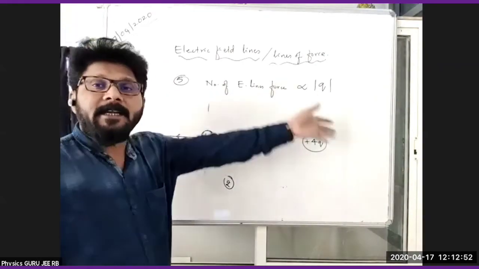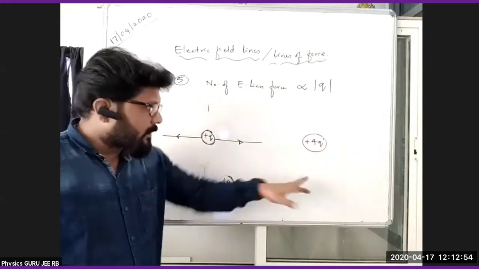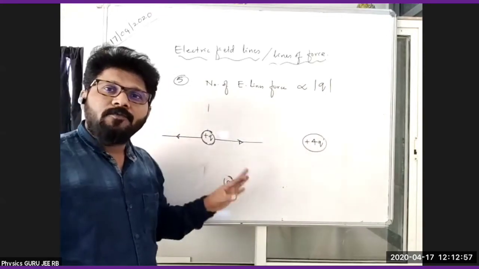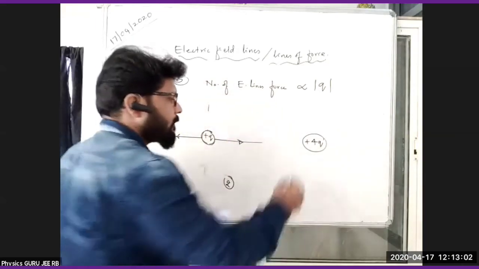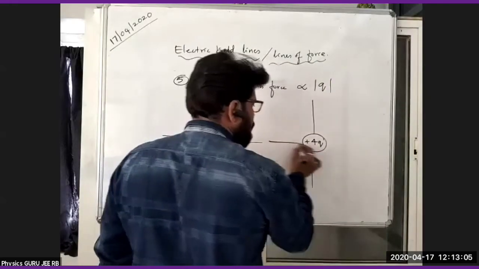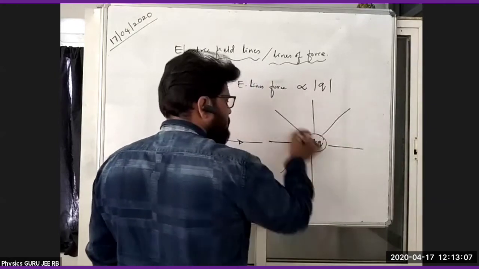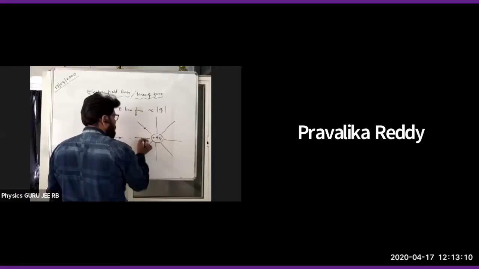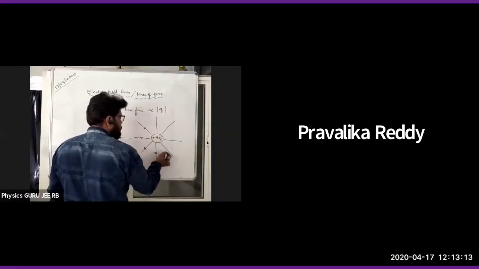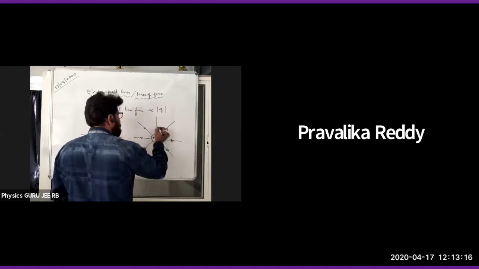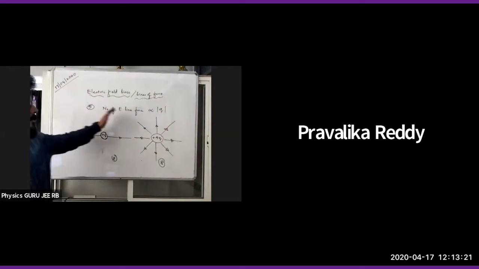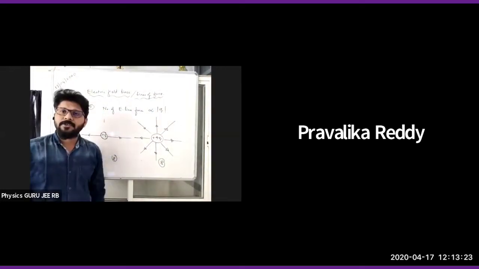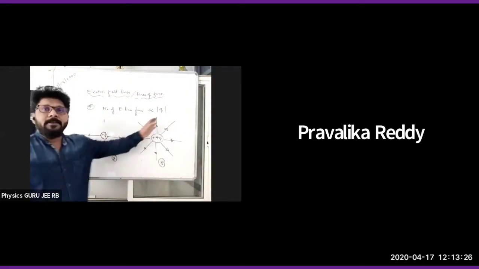Because number of electric lines is directly proportional to magnitude. So magnitude is 4 times. For the plus Q, 2 are there. For 4Q, it is 4 into 2. 8 should be there. That means this is nothing but 8. 1, 2, 3, 4, 5, 6, 7, 8. All are away from the positive charge, plus 4Q. So 8 are there. Right. So that is the meaning of number of electric lines of force is directly proportional to magnitude of the charge.